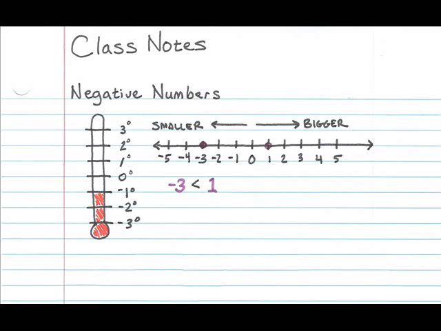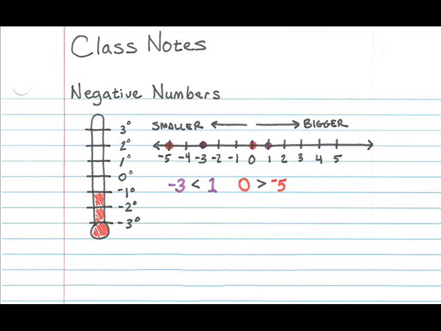Okay, well let's try 0 and negative 5. Well, 0 appears here on the number line, of course, right in the middle, and negative 5 appears here on the number line. Okay, well, negative 5 is to the left of 0, and so it has to be smaller. Also, 0 appears to the right of negative 5, thus it must be bigger, and so you can put a greater than sign between 0 and negative 5.